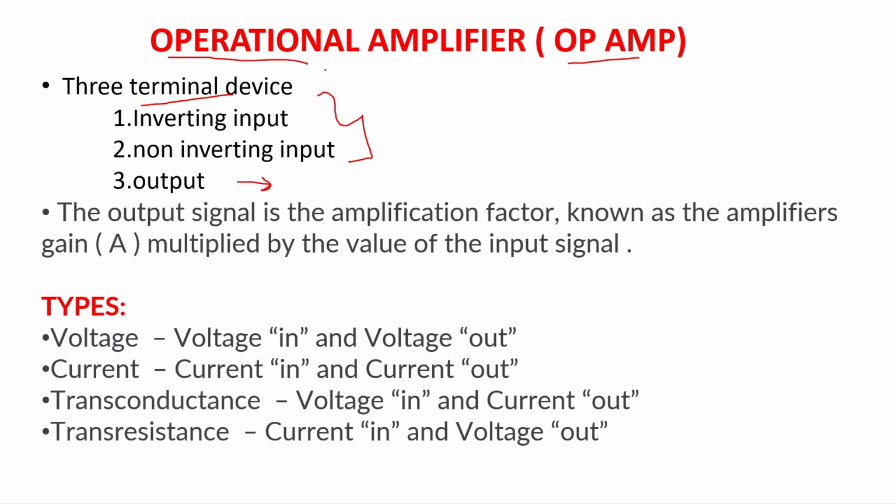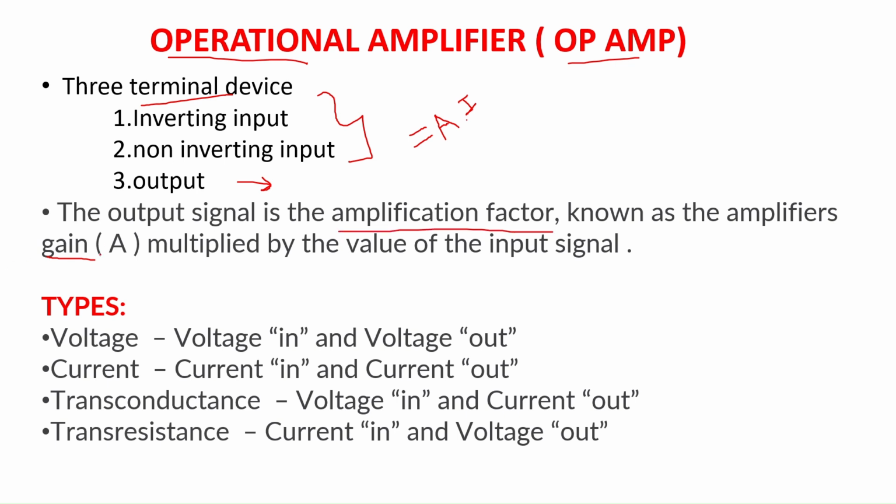The output of an operational amplifier is nothing but the multiplication of the amplification factor A and the input of the operational amplifier. The output signal is the amplification factor, known as the operational amplifier's gain, multiplied by the value of the input signal. The amplifier's gain is also called the amplification factor. It is denoted by the letter A.